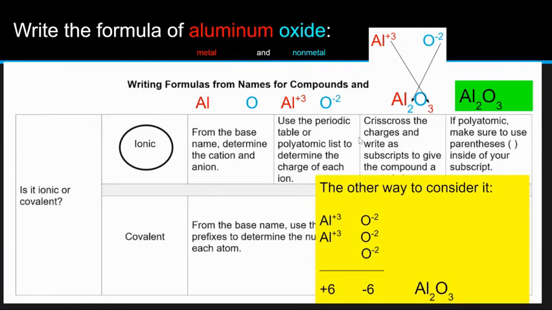Again, another way to think about it is balancing charges. Since aluminum has a +3 charge and oxygen has a -2, we need a common denominator. And so the common denominator would be 6. If I have 2 aluminum atoms, that's going to form a +6 charge. 3 oxygen atoms will form a -6 charge. And I balance and cancel those out to get my formula. 2 aluminums, 3 oxygens, Al2O3.